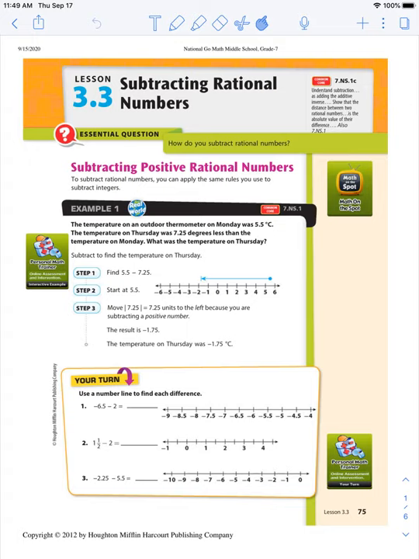Hello 7th graders, and welcome to lesson 3.3 on subtracting rational numbers. Just like when we subtracted integers, it's going to be most helpful to picture a number line. First, let's look at a real-world example.